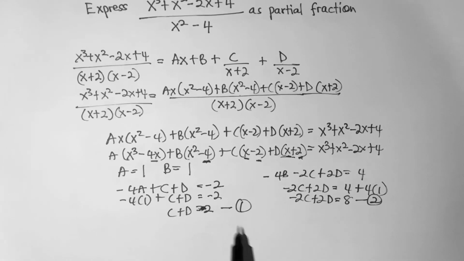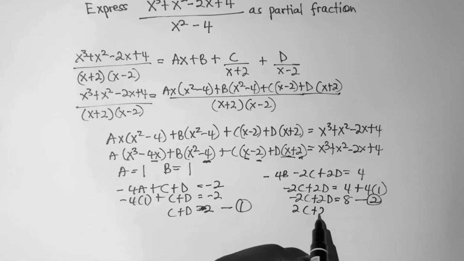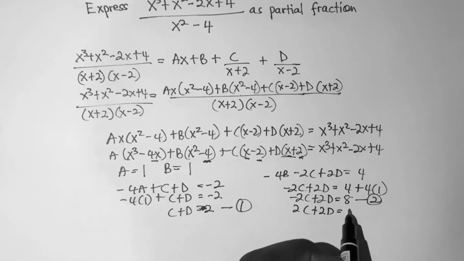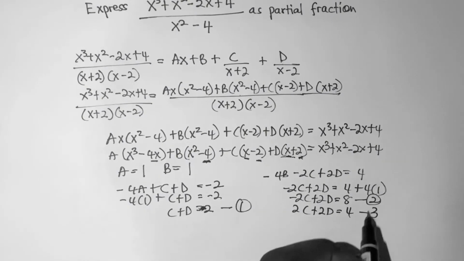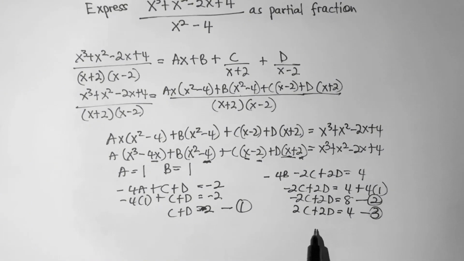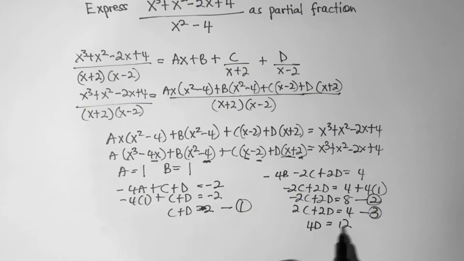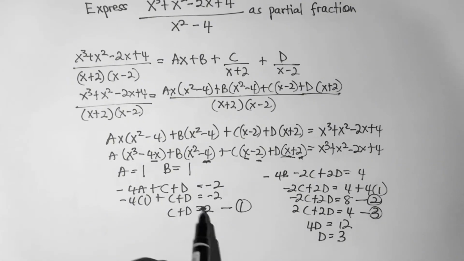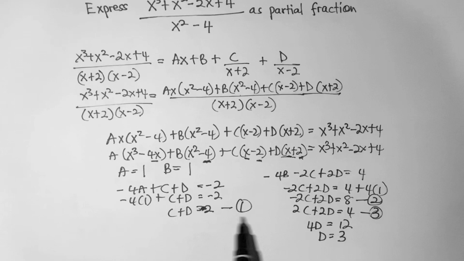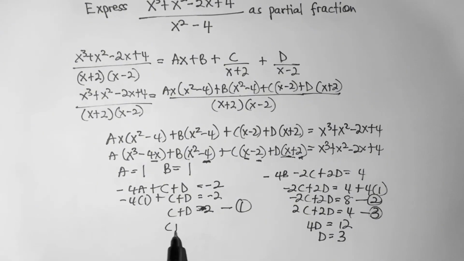Now let's multiply equation 1 by 2. So we have 2c plus 2d is equal to 4. So this is equation 3. If we add equation 3 and equation 2, we see that 4d is equal to 12, and therefore d is equal to 3. But we know that c plus d is equal to 2 from equation 1. So c plus 3 is equal to 2, and therefore c is equal to minus 1.